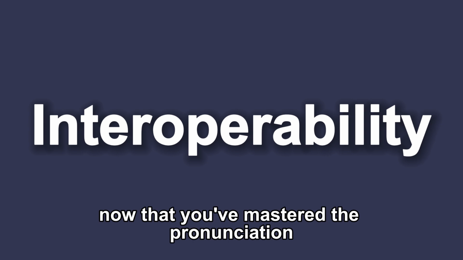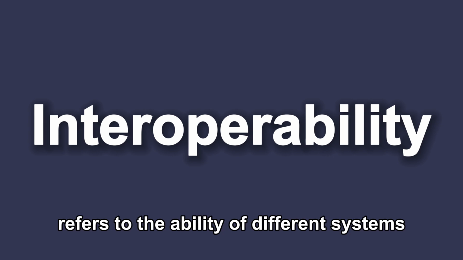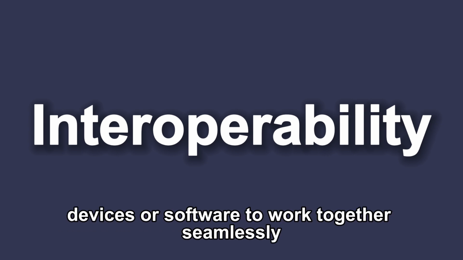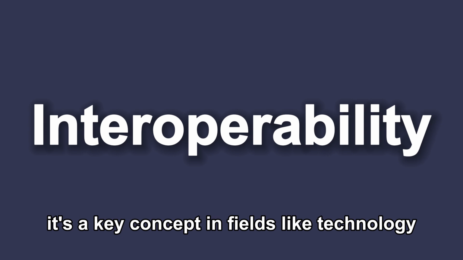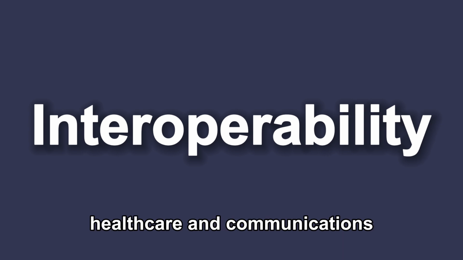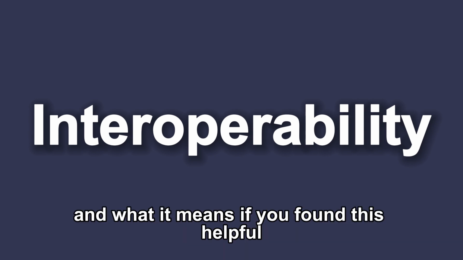Now that you've mastered the pronunciation, let's go over the meaning. Interoperability refers to the ability of different systems, devices, or software to work together seamlessly, exchanging information and functioning as intended. It's a key concept in fields like technology, healthcare, and communications. And that's it. Now you know how to pronounce interoperability and what it means.